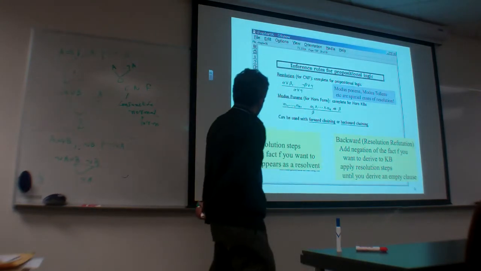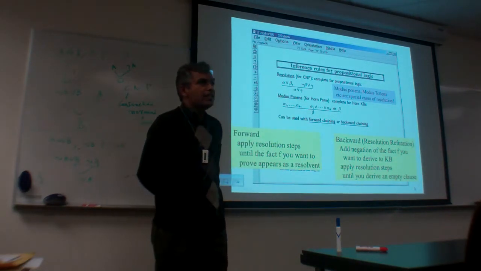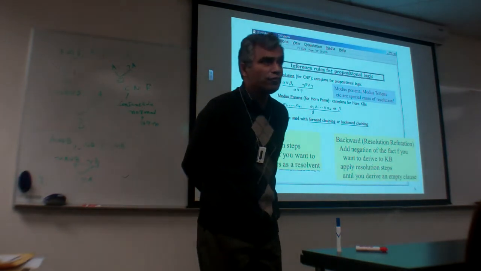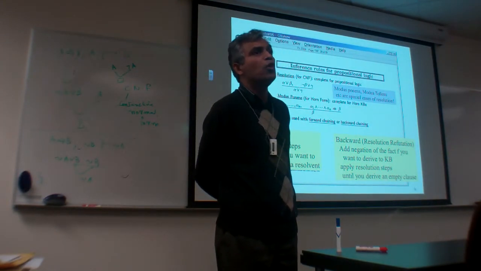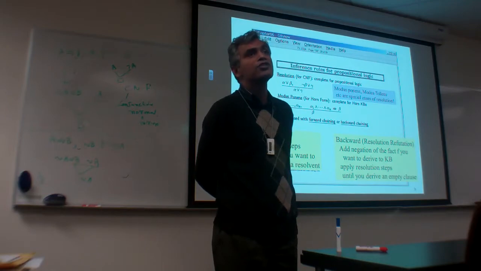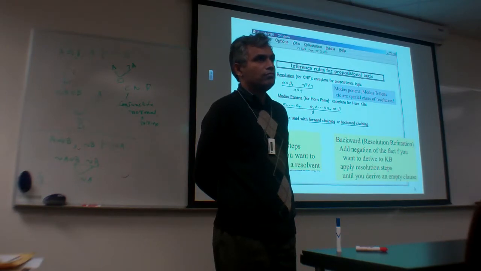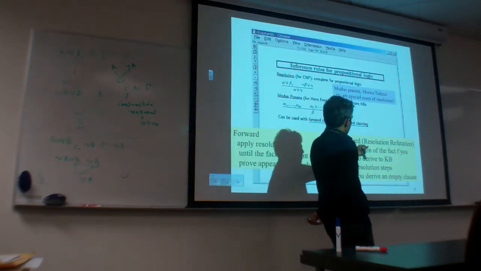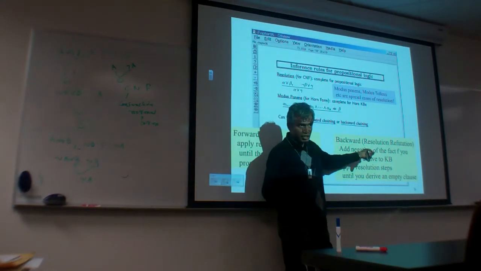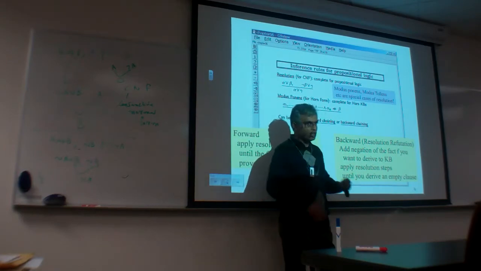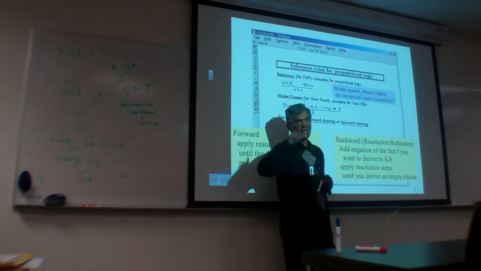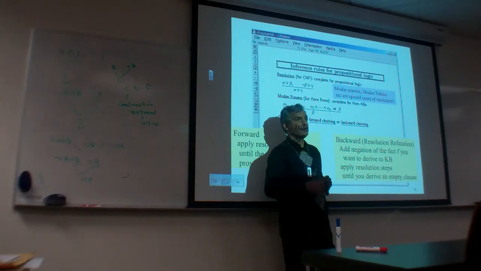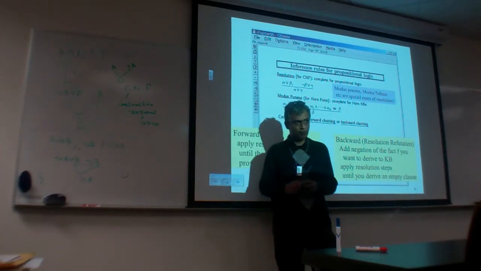Why? Because if you use resolution the forward way, then you can't just use resolution. You have to use resolution plus a few more logical equivalence rules, and then it will be complete. Whereas if you are using resolution in the backward way, the resolution refutation, then just using resolution you will get to an empty clause, if in fact the original theorem is provable. So that's why we look at this.